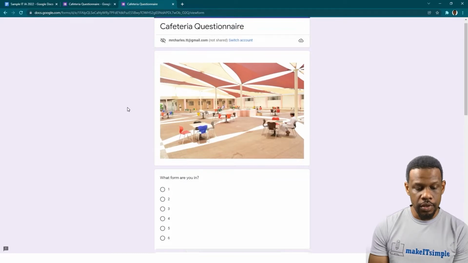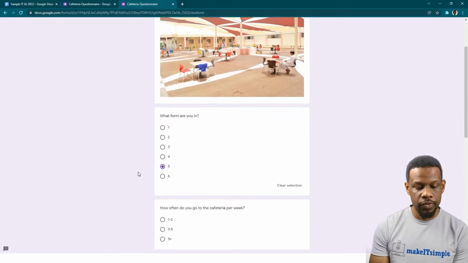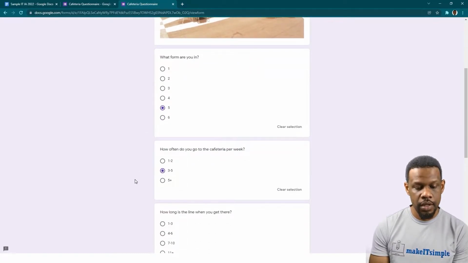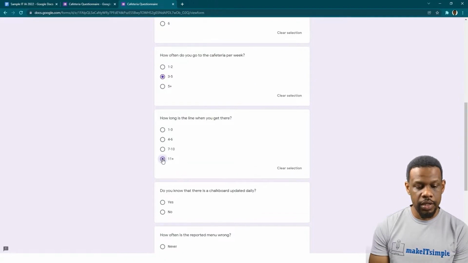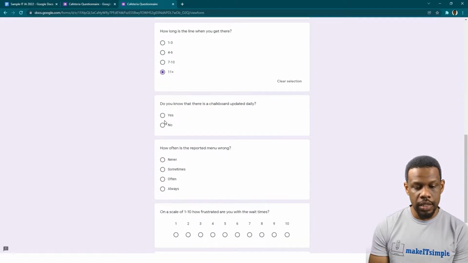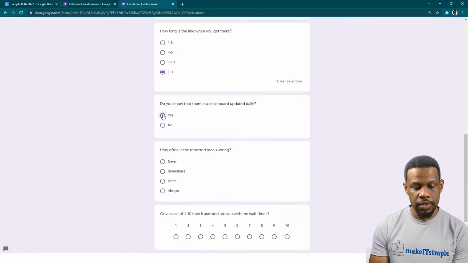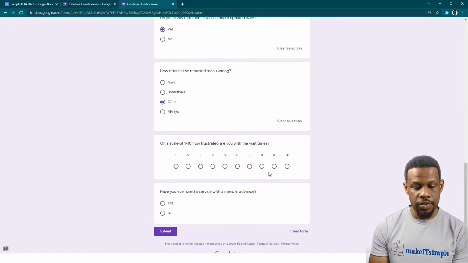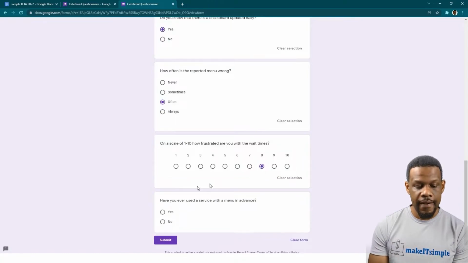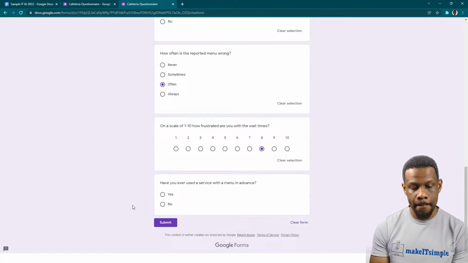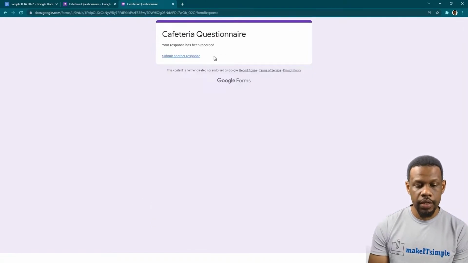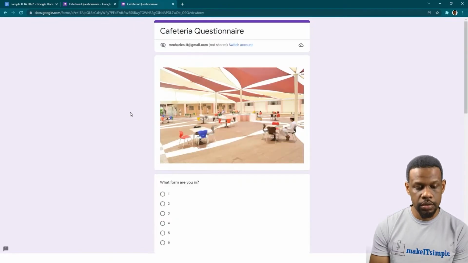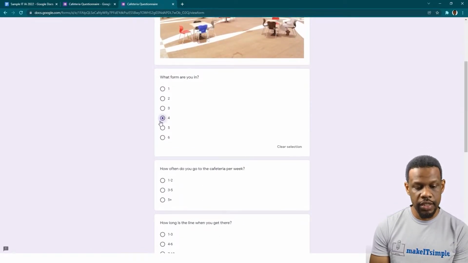Alright, so I'll submit, and I'm going to do this like 5 times so I can get a graph. So next person in form 5, how often do they go? 3 to 5 times. How long is the line? 11 plus. Do you know that there's a chalkboard? Yes. How often is it wrong? Often. How frustrated are you? An 8. And have you ever used a service with a menu in advance? Yes. Submit. That's 2. Third one. Let's say this one is a form 4 this time.